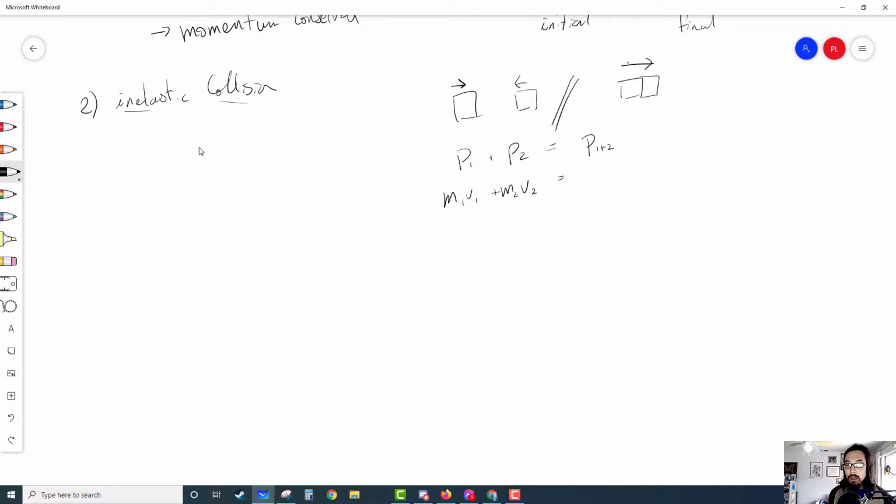Because when we extend it out, the parentheses show that the two objects have combined, right? M1 and M2, they have combined together. And so that's how you would come up with the equation for the inelastic.